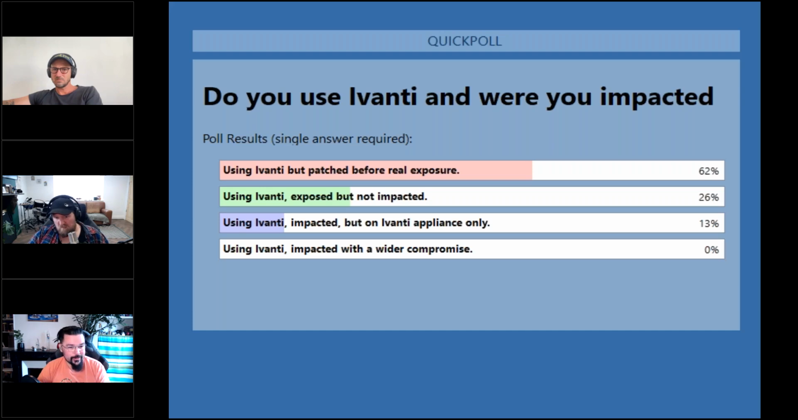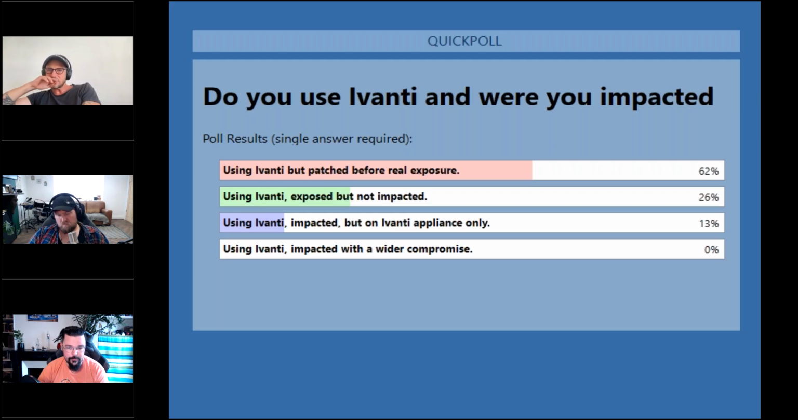I was going to say, I'm quite happy for our audience to not have suffered a wider compromise than that. It is probably sampling bias because people who are here today are very concerned with security. Yeah, and if you did have a wider compromise, you're probably not joining webinars right now. We have other problems to deal with.